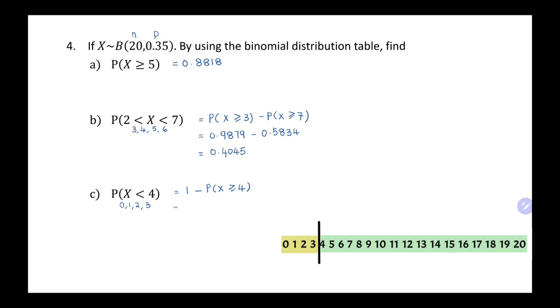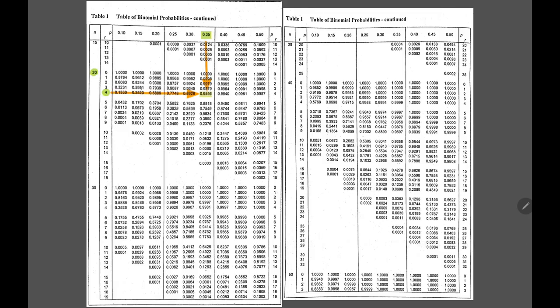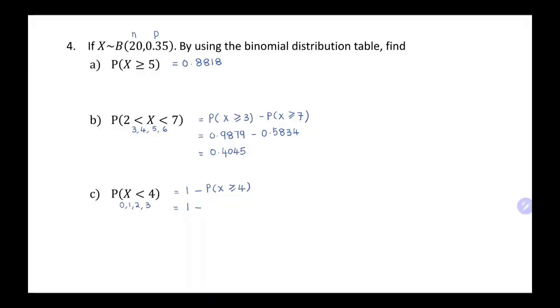Then we check our table. X greater than or equal to 4 means r equals 4. We check the table. For r equals 4, we have 0.9556. Then we minus, we get the answer 0.0444.